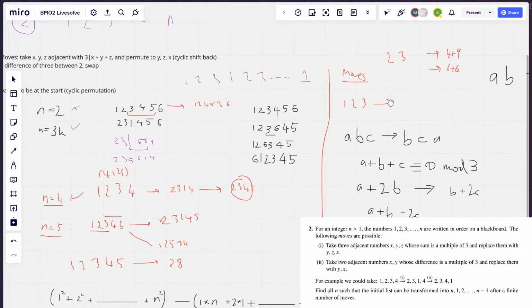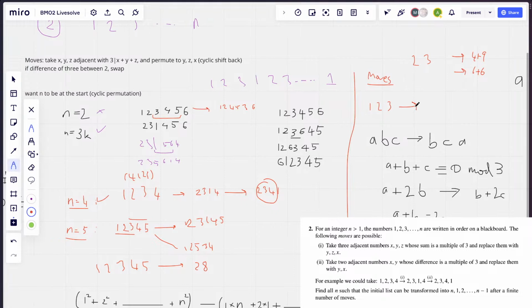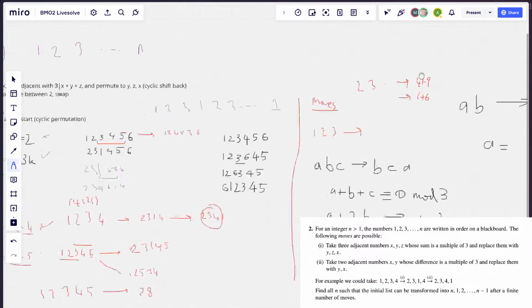That's really annoying. I think it's because we've distinguished blocks of 3 and then non-distinguished blocks of 2, so obviously blocks of 2 are going to be messed up. I mean, we still do have an invariant for the first moves. Hang on, the difference is a multiple of 3, right? So a minus b. So a is equal to b mod 3.